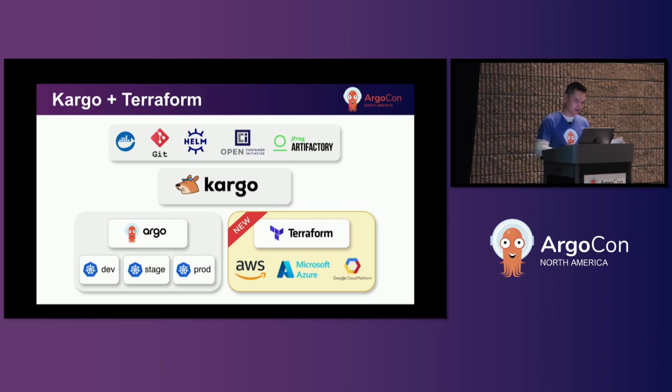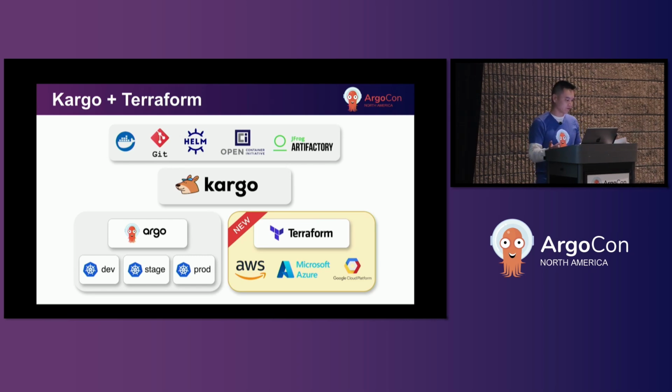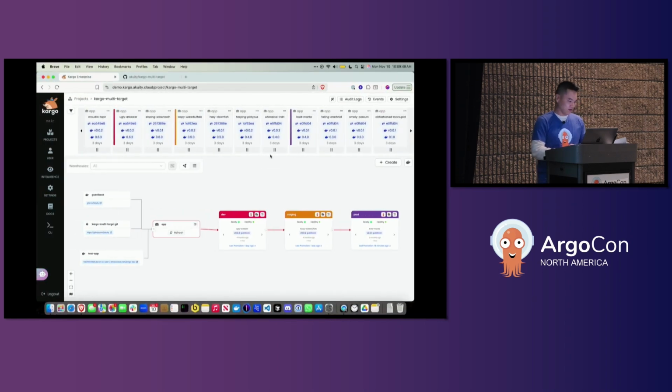So let's take a look at how Kargo can promote changes across multiple targets, Kubernetes and Terraform, all in one workflow. In this setup, we have 3 artifact types: a Docker container for a Kubernetes guestbook app. We also have an IAM policy file, and this is stored in Git. And we have an AWS Lambda function published as an OCI artifact in ECR.